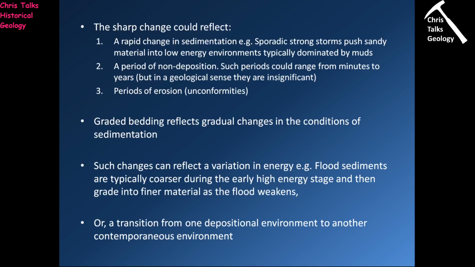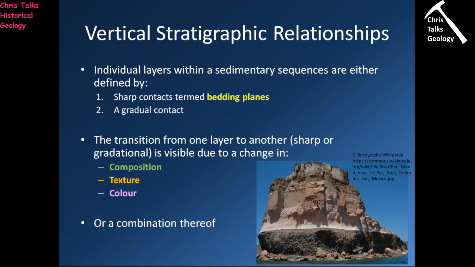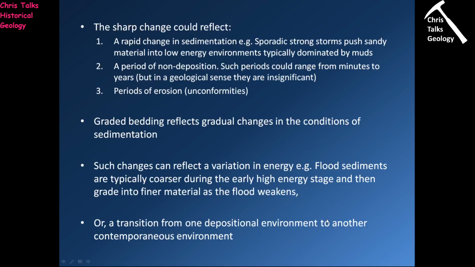A sharp change could also represent a period of non-deposition. So if we just go back to the previous picture, let's say for a period of time we have this conglomerate forming, and then sedimentation stops for a while. Nothing's really getting eroded, nothing's being deposited, so everything just pauses for a little bit, and then this layer of sediment gets deposited over the top. Now, these periods of non-deposition could last simply from minutes through to years, but from a geologic point of view, they're insignificant.